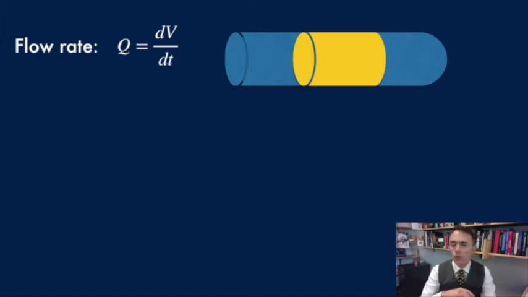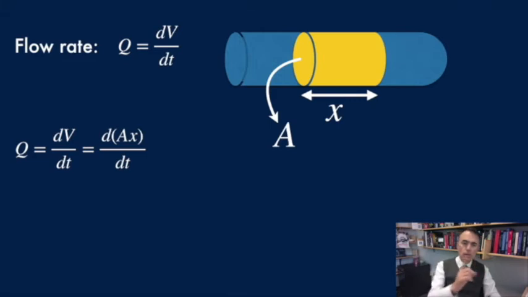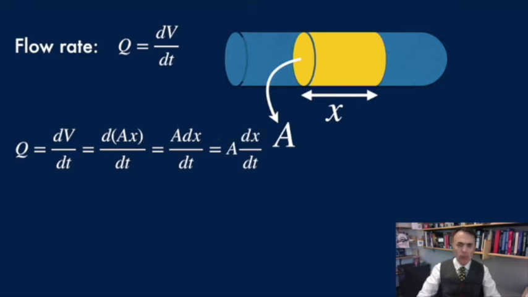Let me now define the flow rate as the volume of liquid that passes a section of the pipe per unit time. Q equals dV over dt. The volume can be written as the cross-sectional area of the pipe times the distance traveled by the fluid. So this derivative is the area times dx over dt. Flow rate is then area times velocity. So the flow rate will be higher the larger the cross-section and the higher the velocity. Both variables here are relevant.